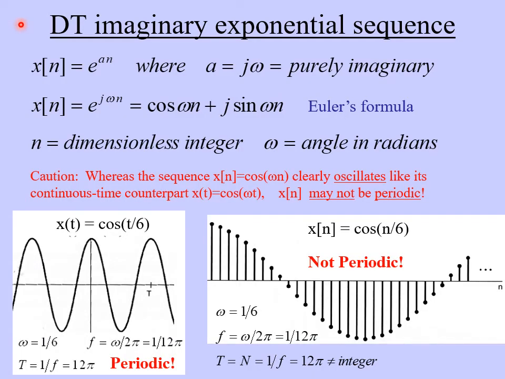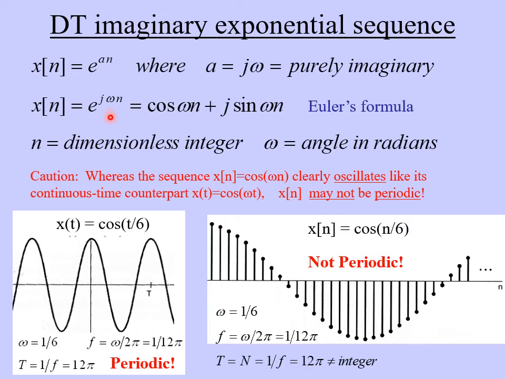Let's now move on to discrete time imaginary exponential sequences. Again, this is something that we're going to encounter in this course later on, so this is why we're learning about these now. In this case, we have a sequence x of n that is described by the function e to the an, where a is a purely imaginary number, like j omega. Again, we're using omega because this is going to turn out to be the frequency of this signal. So let's substitute j omega for a, and we have e to the j omega n.